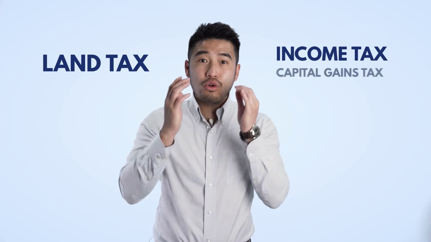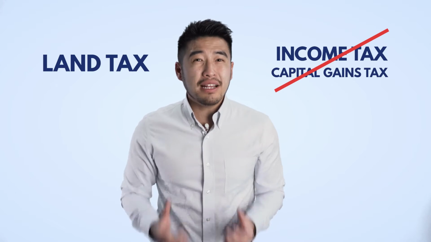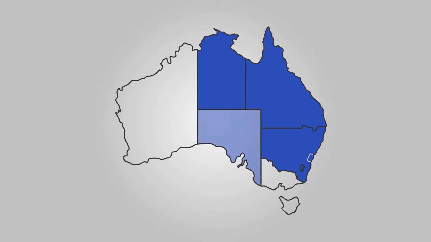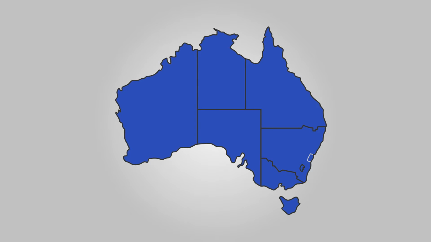Do not confuse land tax with income tax or capital gains tax. It's completely different. Land tax is taxed differently from federal tax, which is income tax or capital gains tax. It's actually taxed by the states of Australia, which means that there are different types of taxes for land tax specifically for your state that you live in.